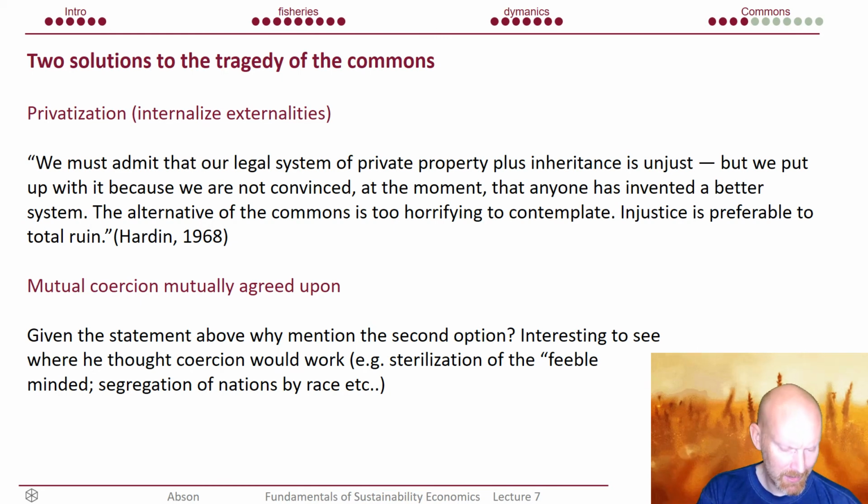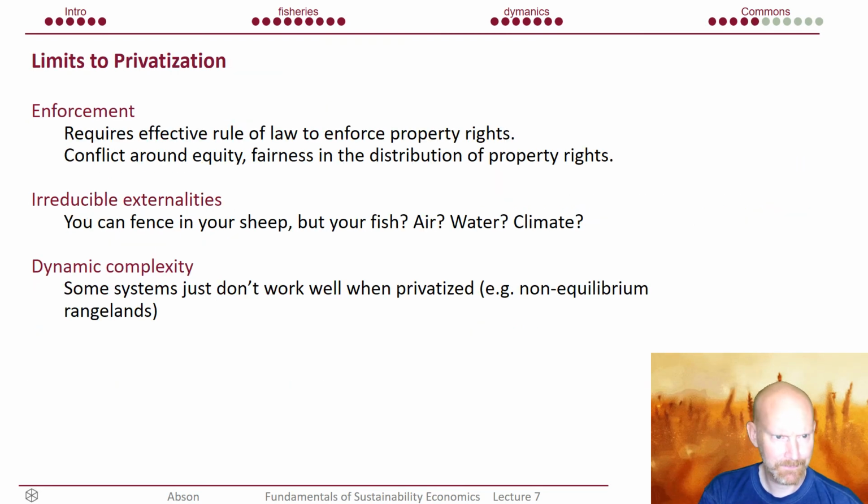But the other argument that Harding made was that you could have mutual coercion mutually agreed upon. But he somehow dismissed this notion, and given the kind of political desire for private property and for profit maximization and these sort of things, this notion of privatizing the commons was seen as a solution to this problem, this notion of the tragedy of the commons.